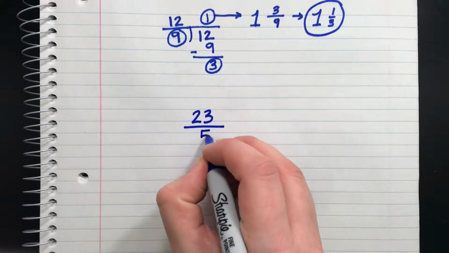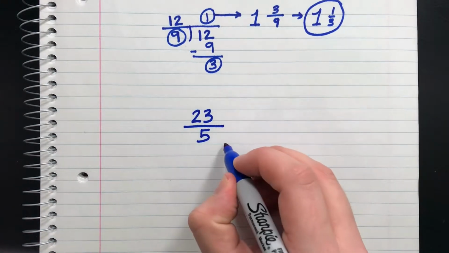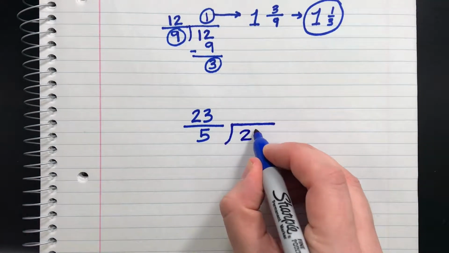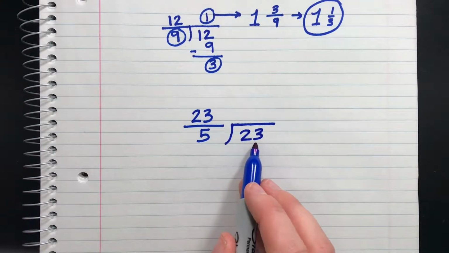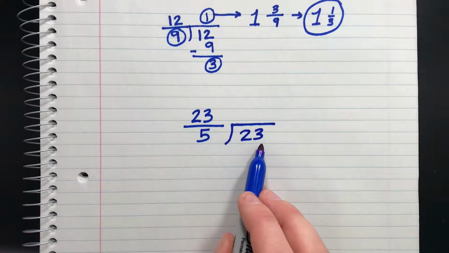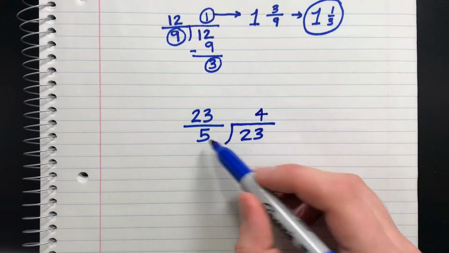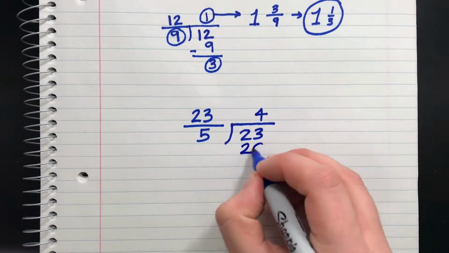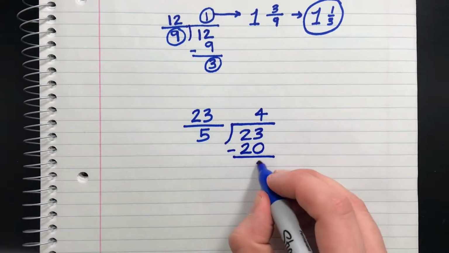23 over 5. Okay, improper fraction, we want to change that to a mixed number. So we put our division bracket right down there next to our denominator, and we put our numerator inside the bracket. 5 goes into 23. I know 5 times 5 is 25, so that's going to be too high, so I'll do 5 times 4. 5 goes into 23 4 times. 5 times 4 is 20. We subtract. 23 minus 20 is 3.